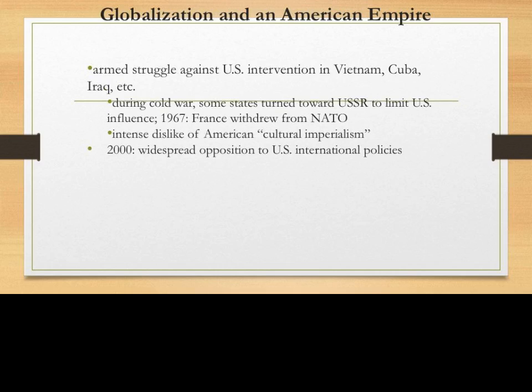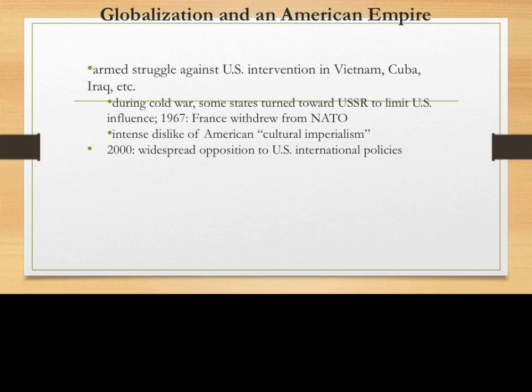Now, the armed struggle against the U.S. and intervention in Vietnam and Cuba and Iraq is also important to note. During the Cold War, some states turned toward the USSR to limit U.S. influence. France even withdrew from NATO in 1967. An intense dislike of American cultural imperialism still exists in many parts of the world. So we see this resistance to an American empire. In nation states around the world, from Vietnam to Cuba, there have been efforts to resist the American so-called empire.